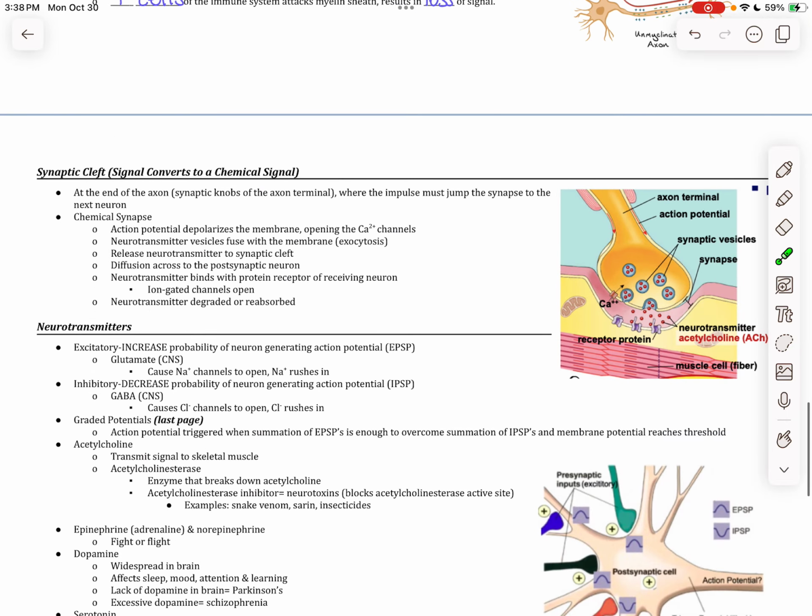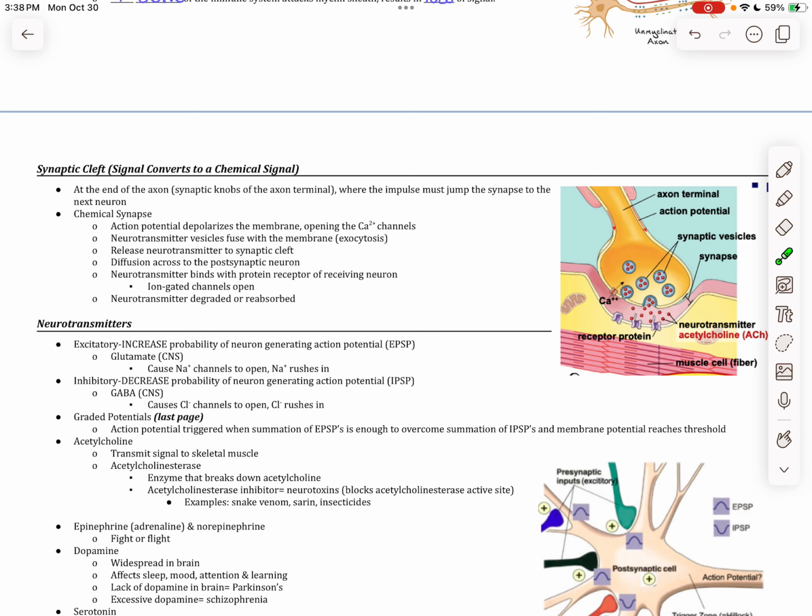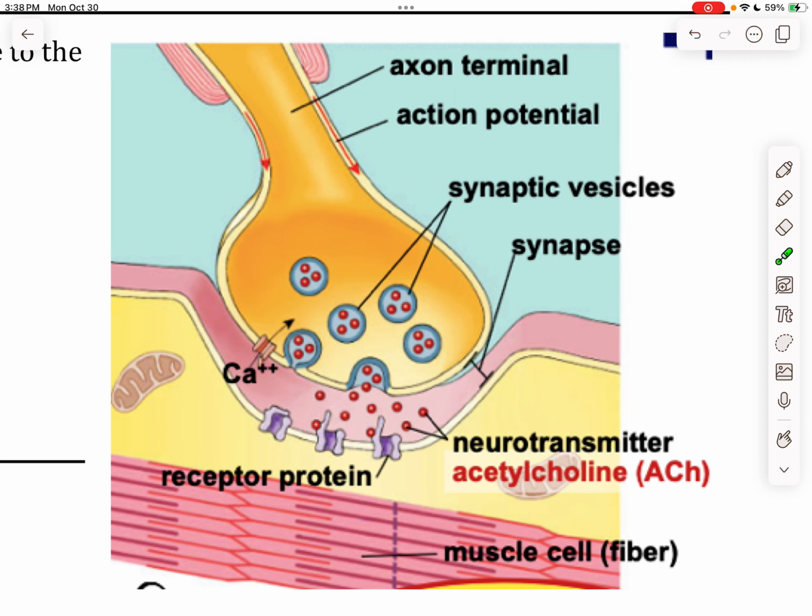All right, friends, we are almost done here. We're going to finally get to the end of the axon, which we call the synaptic cleft, where the signal converts from an electrical signal to a chemical signal to move on to the next axon. So at the end, that is where the impulse must jump. We call that the synaptic knobs of the axon terminal. So what happens here, let's look at the picture, is that the signal is arriving at the end, at the synaptic terminal or the axon terminal, at the synaptic knobs, okay?